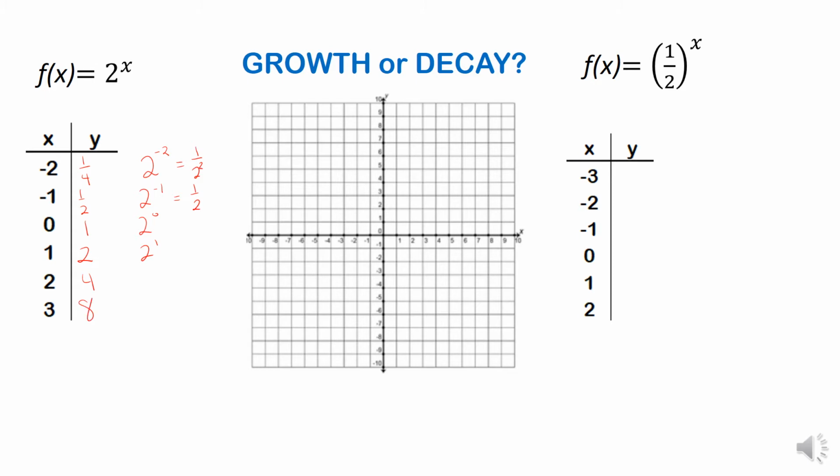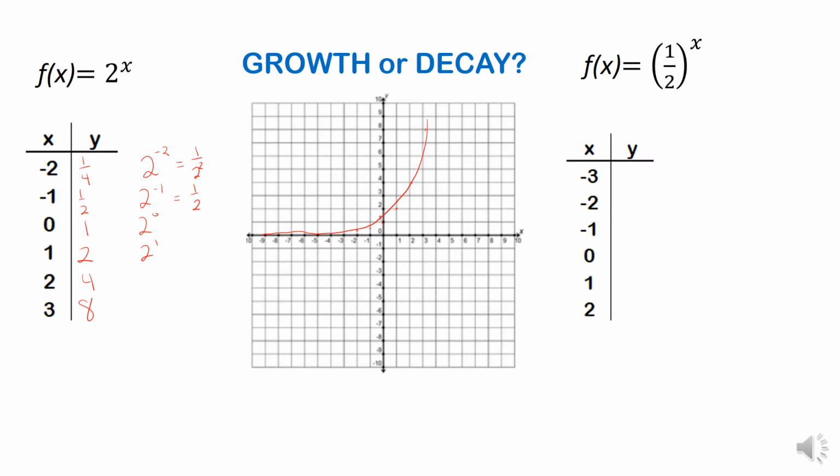Negative 2, 1/4 would be right about there. Negative 1, 1/2 is there. 0, 1; 1, 2; 2, 4; and 3, 8. So I'm going to graph this like this. Remember, you don't want it to get close.